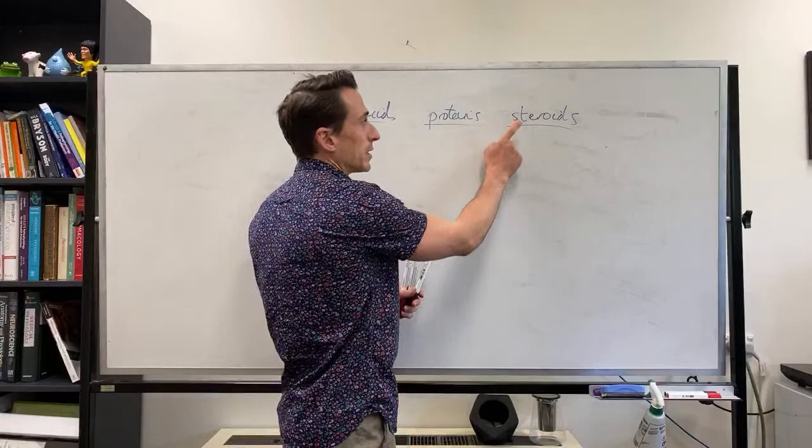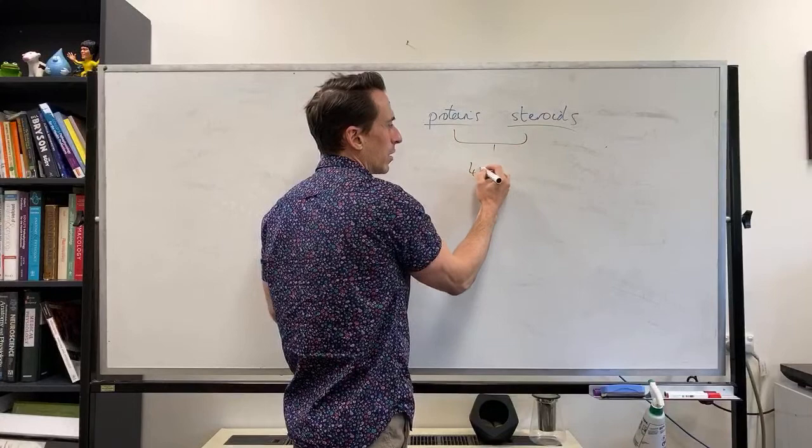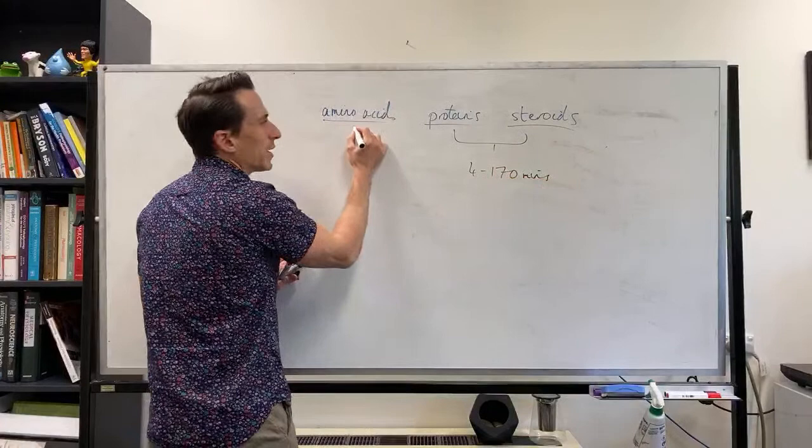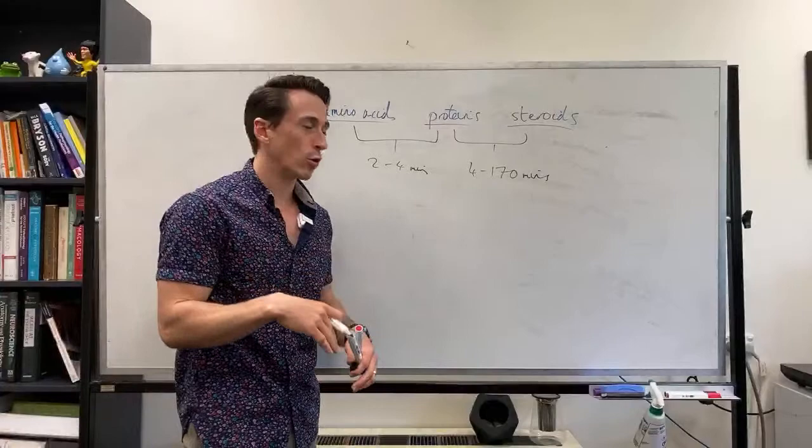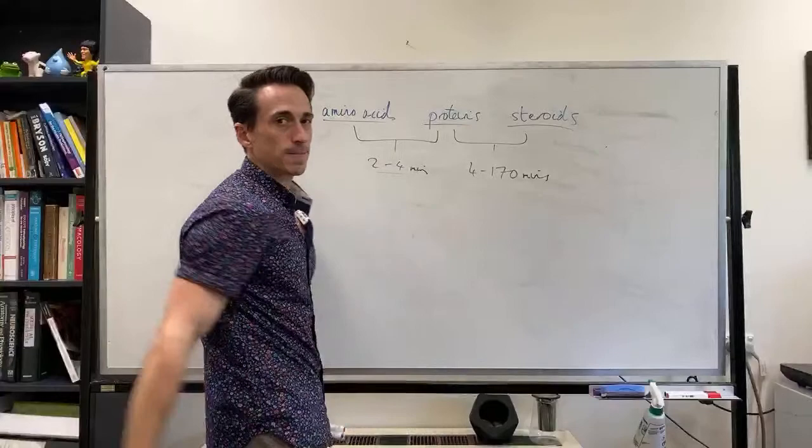Steroids and proteins sort of last the longest, between 4 minutes to 170 minutes in the body. And amino acids and short proteins last 2 to 4 minutes. That's their half-life. I shouldn't say that's how long they last in total. That's how long it takes before half of that hormone is no longer existent. So short amino acids and short proteins, 2 to 4 minutes. Long proteins and steroids, 4 to 170 minutes.